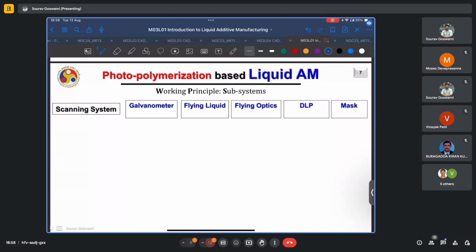Now, the scanning system can either be galvanometer based. Galvanometer consists of a pair of mirrors.